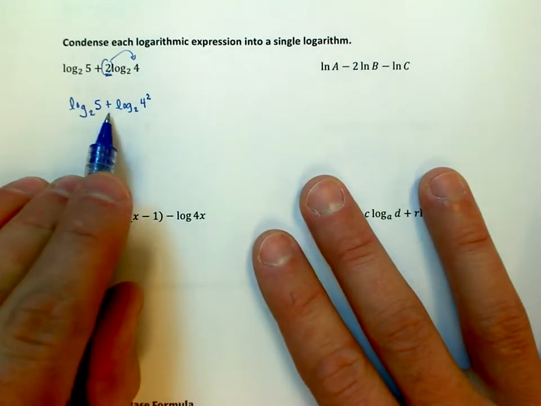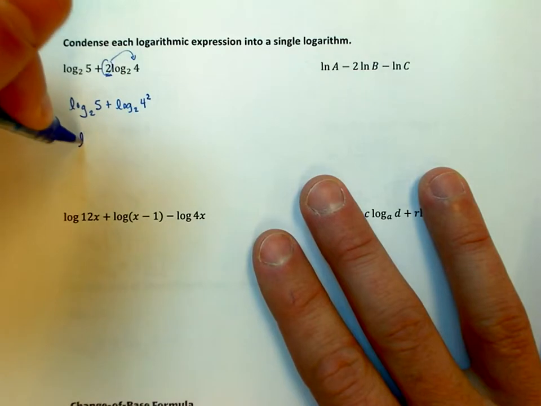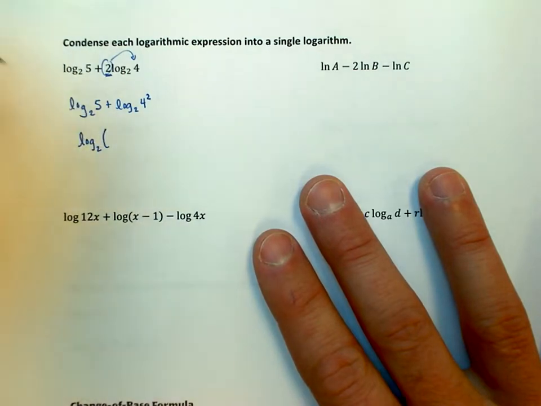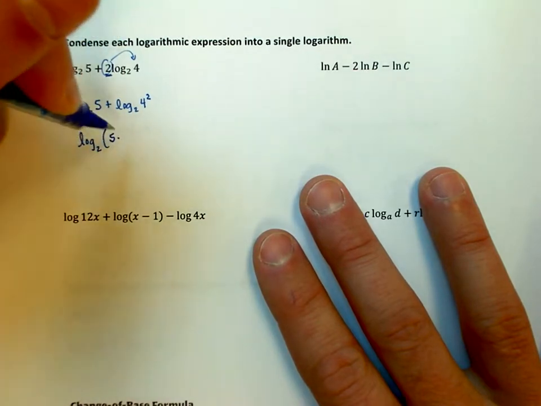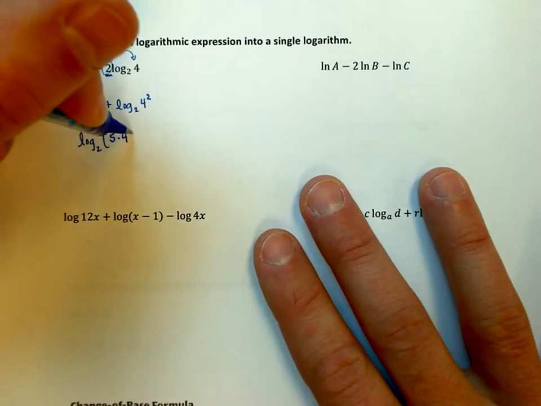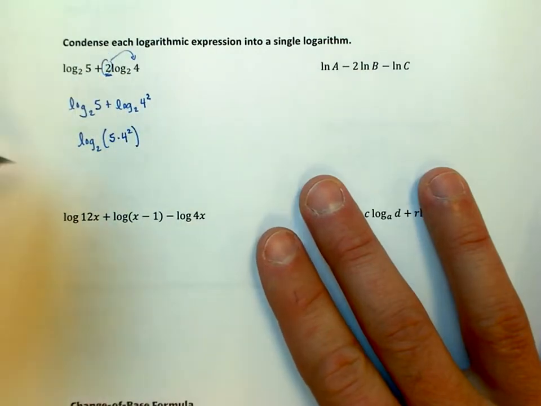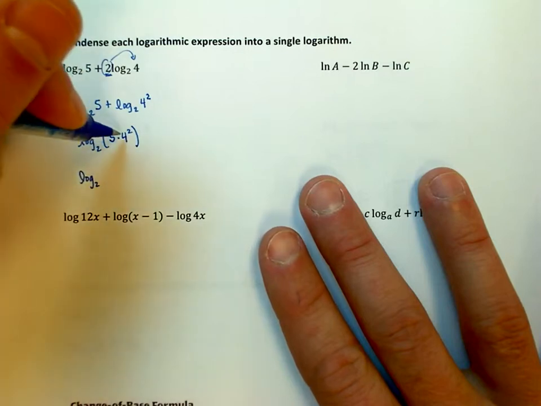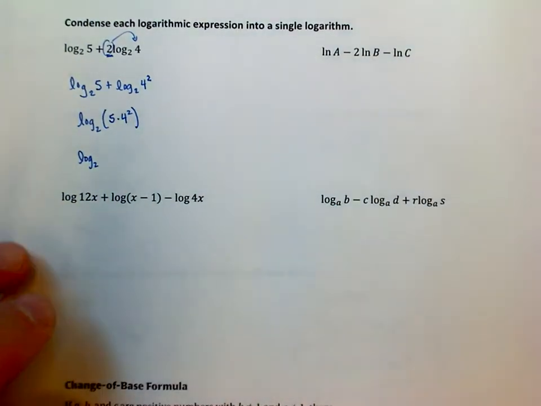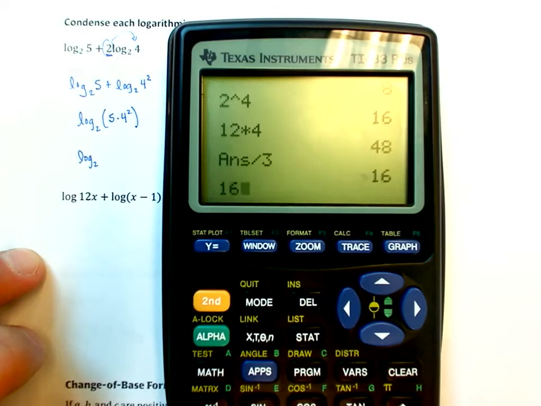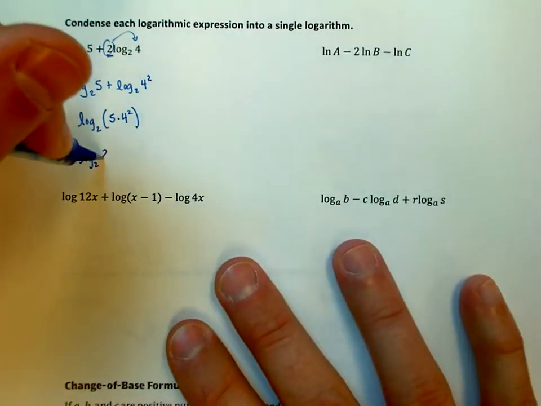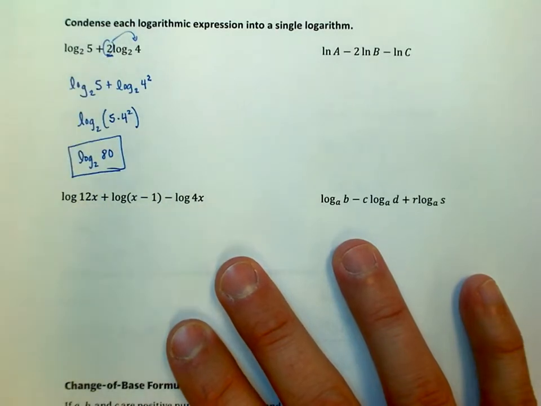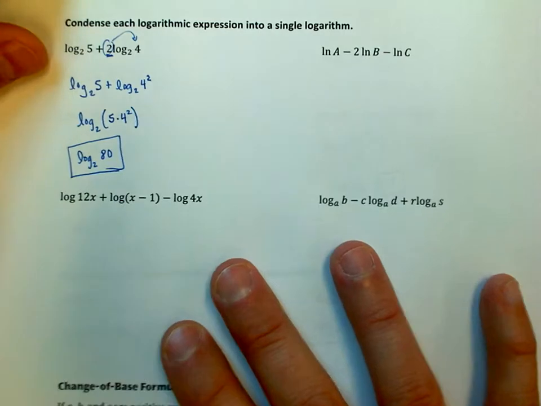Second step, because I see that there's a plus sign here, I want the log base 2 of, and plus means multiplication, 5 times 4 squared. And then from here, I think you could probably evaluate that on your own. It's log base 2 of 4 squared is 16, and 16 times 5 is 80. So it's log base 2 of 80, and that would be the format of my answer. So I'm working from multiple logarithms back down to 1.